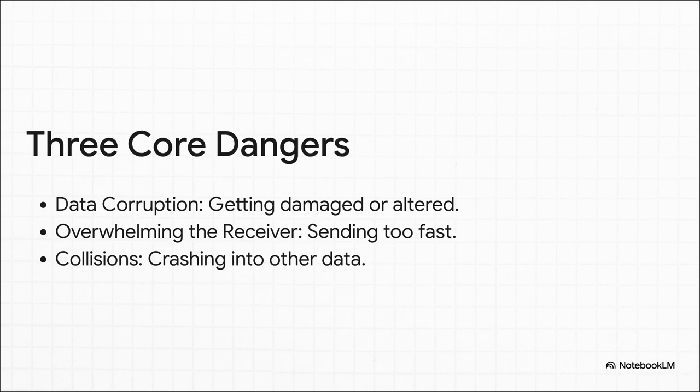So, to get our data across reliably, we have to fight against three main dangers. First, the data itself can just get corrupted, plain and simple. Second, a really fast sender can completely overwhelm a slower receiver. And third, if a bunch of devices all try to talk at once on the same line, their messages just smash into each other. Let's break these down one by one.